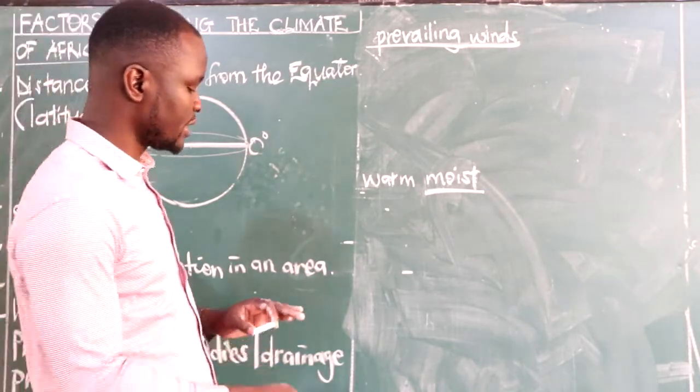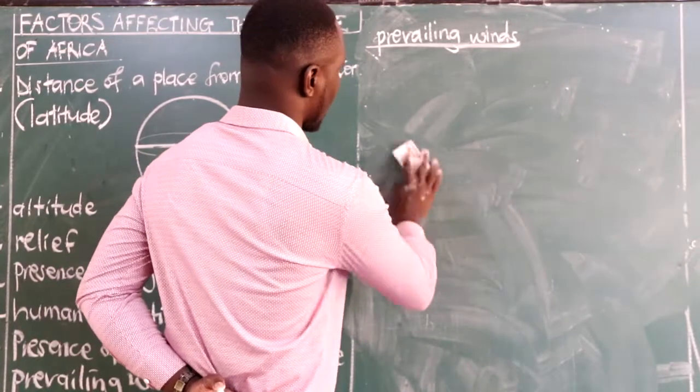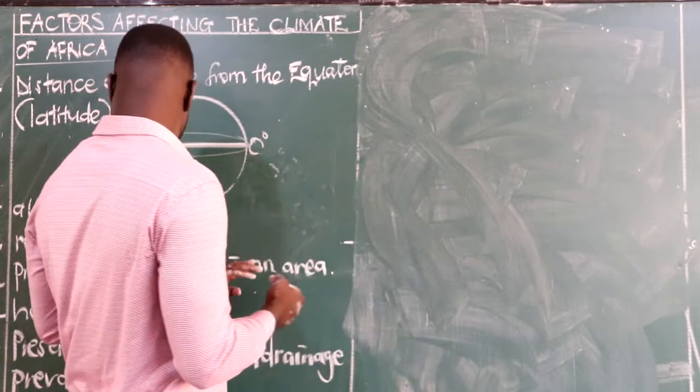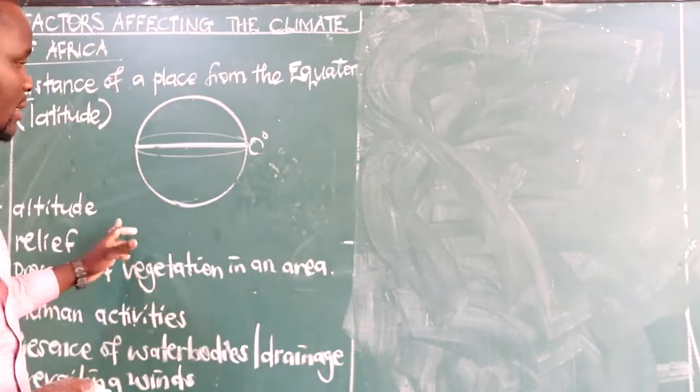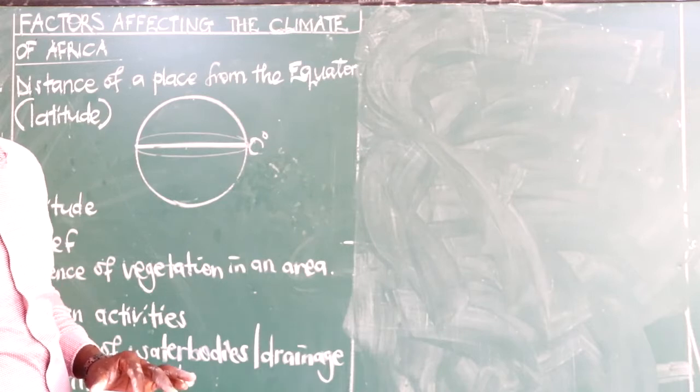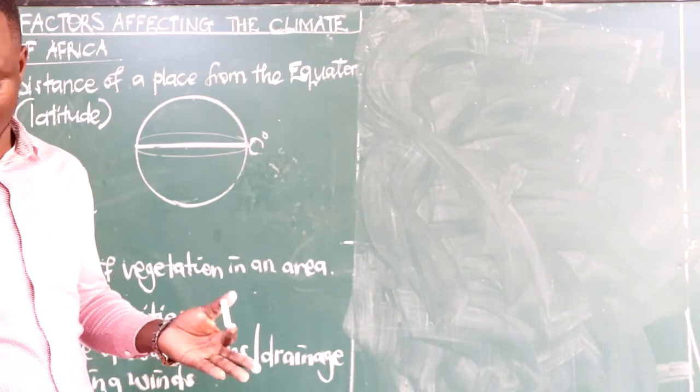So when we go to page 94, I think we already finished talking about altitude. We say it is the height of land above the sea level, areas on a high altitude. We finished looking at that.